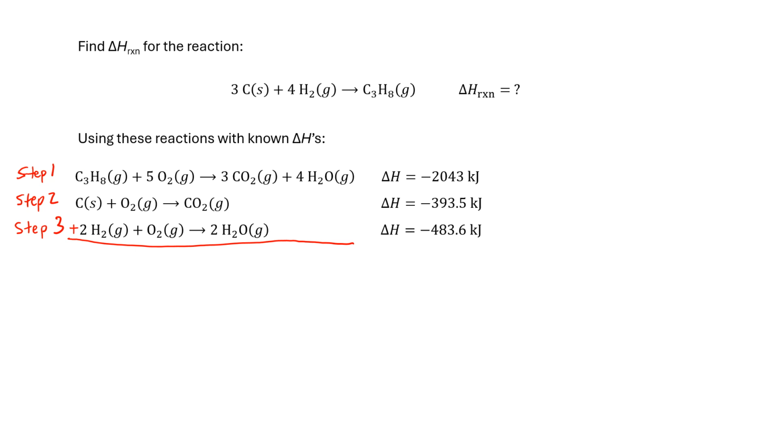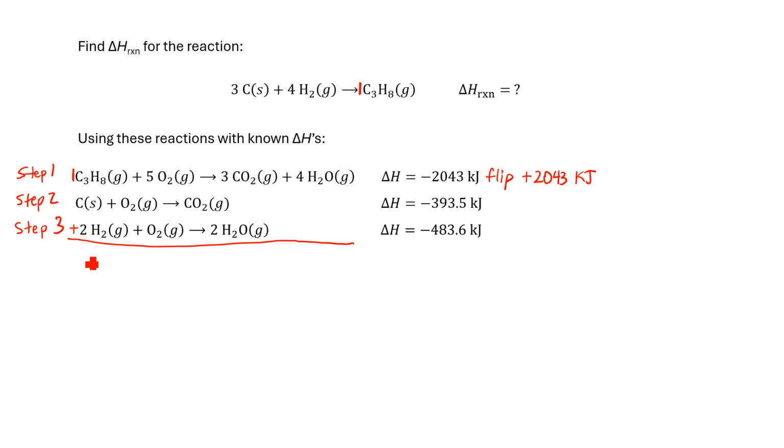Looks like we need to flip it, right? Because C3H8 over here is a reactant, but in our overall equation, it's a product. So we definitely need to flip this. We don't need to multiply it by a factor because the product in the overall equation just has one C3H8, and this step also just has one. So all we need to do is flip the first one. And if we flip it, we have to change the sign. So now it's going to be 2043 kilojoules.